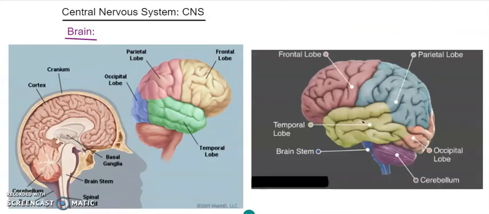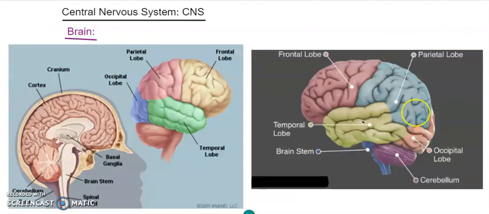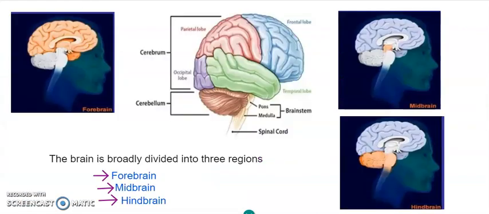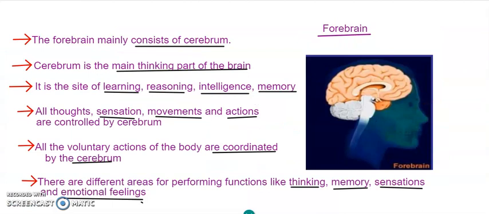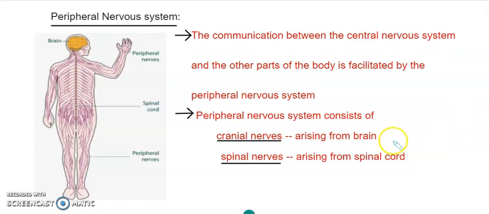Okay, what is a spinal cord? Correct? So a quick review: what is a spinal cord? What is a brain? The different parts of the brain like forebrain, midbrain, hindbrain, and then the peripheral nervous system.